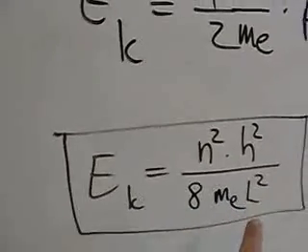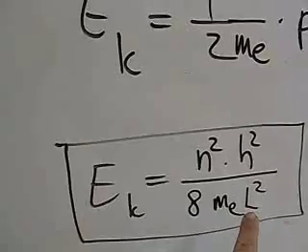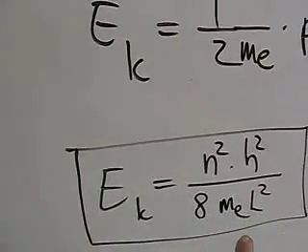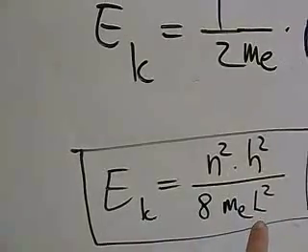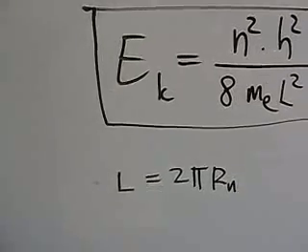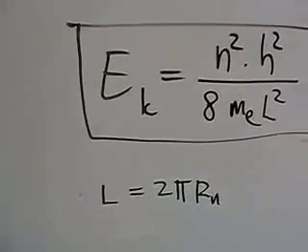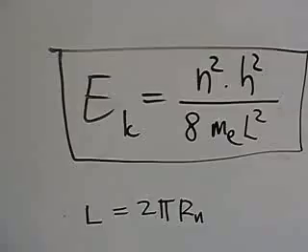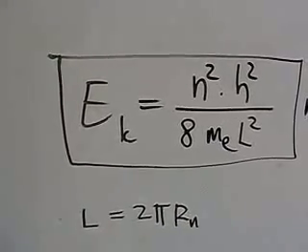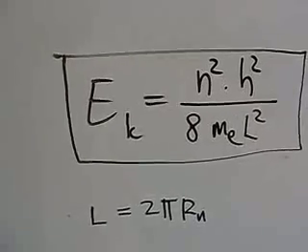Another thing I wanted to show you here is that this L is the length of the orbit. If it's a circular orbit, it's given by 2 times pi times the radius of that orbit. So you could substitute that relationship there, and you could be finding the radius of the orbit, how far the electrons are positioned away from the nucleus.